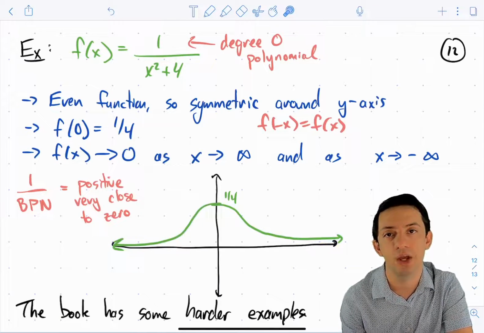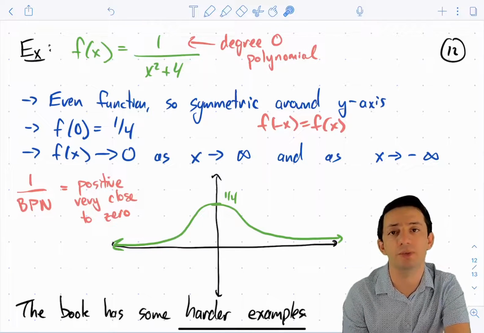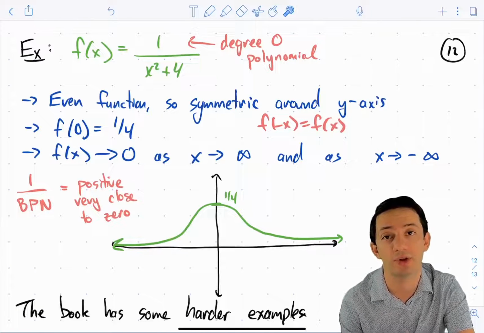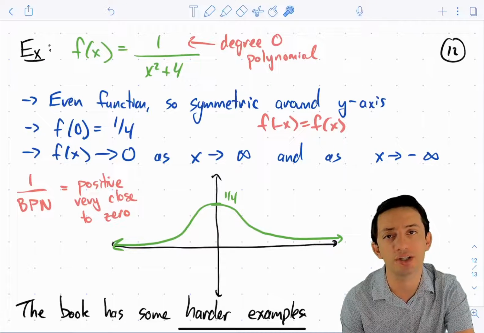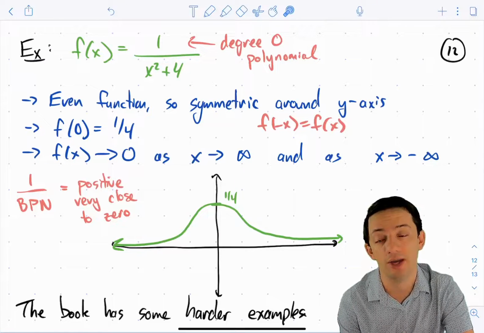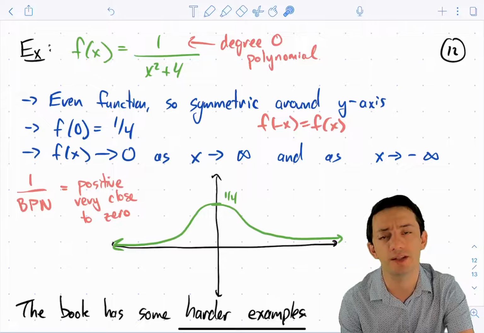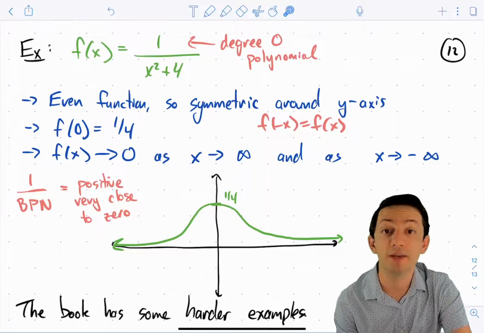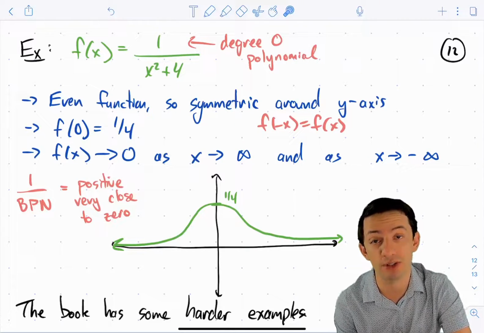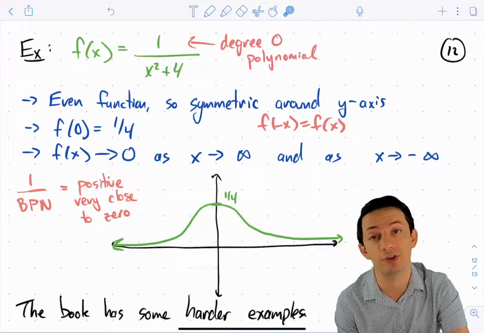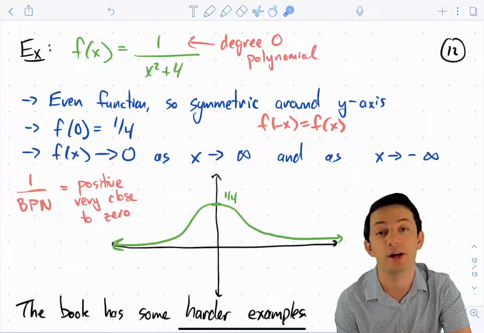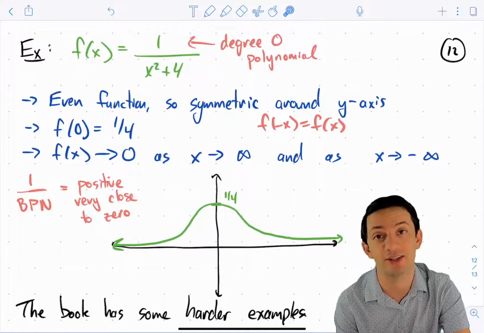Now, the book has some harder examples here that I think would be good for you to look at that have some vertical asymptotes that are a little bit more complicated. But I thought this was a pretty good example to do right now in the video. And I hope that you take away at least some of the main ideas. So that's it for this section. We talked about power functions, polynomial functions, and rational functions. Those are 3 important types of functions that we'll use as building blocks once we start in on the calculus in section 2.